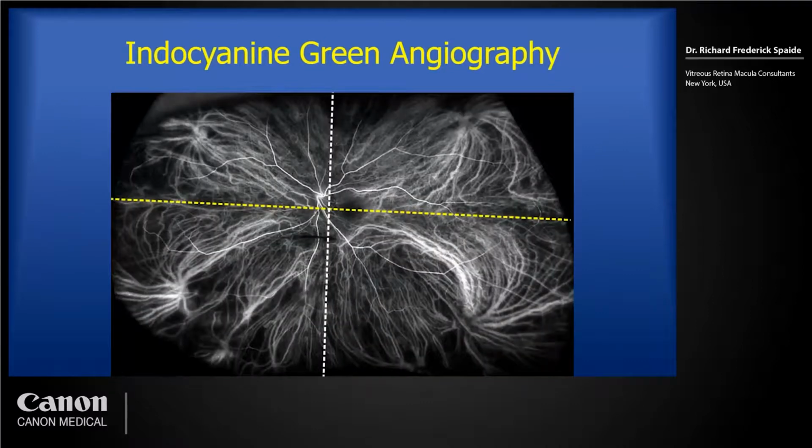Let's look at a normal ICG angiogram. Notice there's independent venous drainage into vortex vein systems that do not communicate with each other. They are separated by watershed zones. The vertical watershed zone is shown as a white dashed line. The horizontal watershed zone is a yellow dashed line.